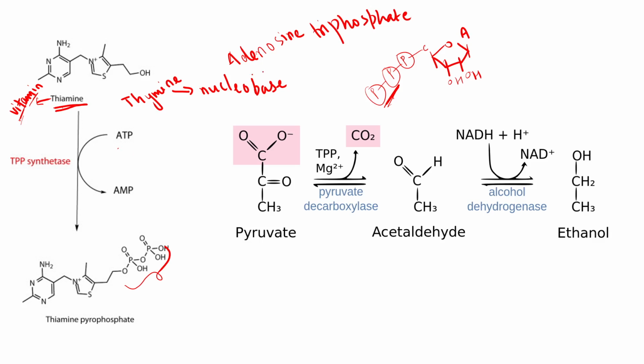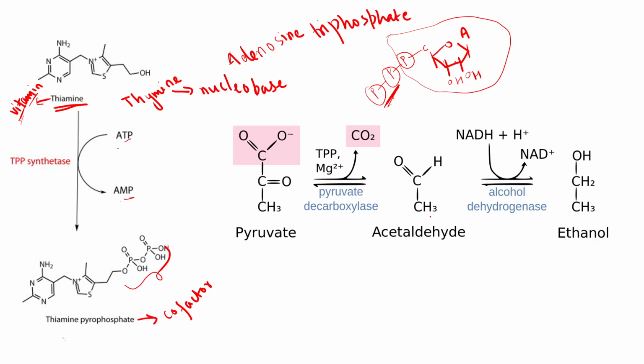Here you can see, if I remove these 2 phosphates, what will we be left with? We will have adenosine monophosphate, adenine combined with a ribose sugar and a phosphate. So this is triphosphate, this is monophosphate, and 2 phosphates are given to thiamine to become thiamine pyrophosphate. So this is the active form of thiamine. This is the cofactor that is derived from thiamine.